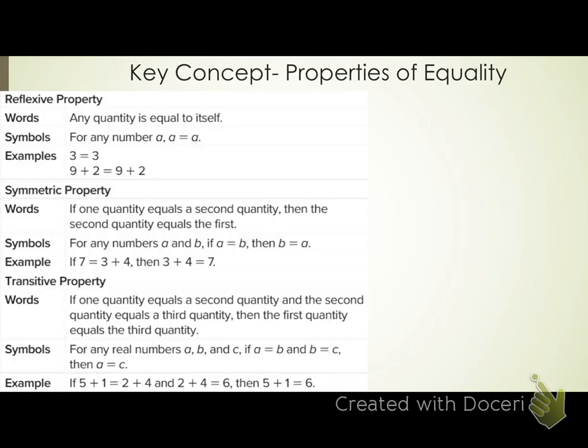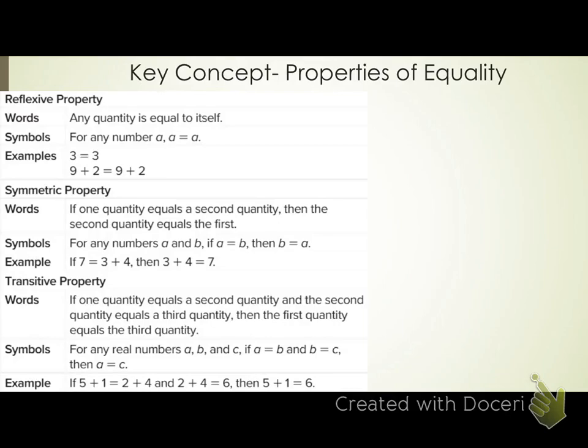9 plus 2 is equal to 9 plus 2. Those are the same two numbers being added together. They're going to create the same number. That number equals itself. Any questions on the reflexive property? Like I said, I feel like that one's pretty straightforward. If you have a number, it's equal to itself. Okay?